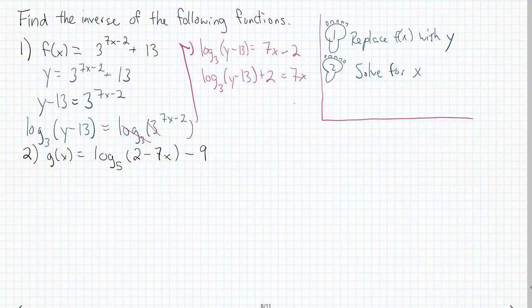Now all we do is divide by 7, and we're left with log base 3 of y minus 13, plus 2. Oh, oops, don't forget there's a 3 down there, all divided by 7. So this leads us to step 3. We've solved for x. As I said, that was usually the hardest step.